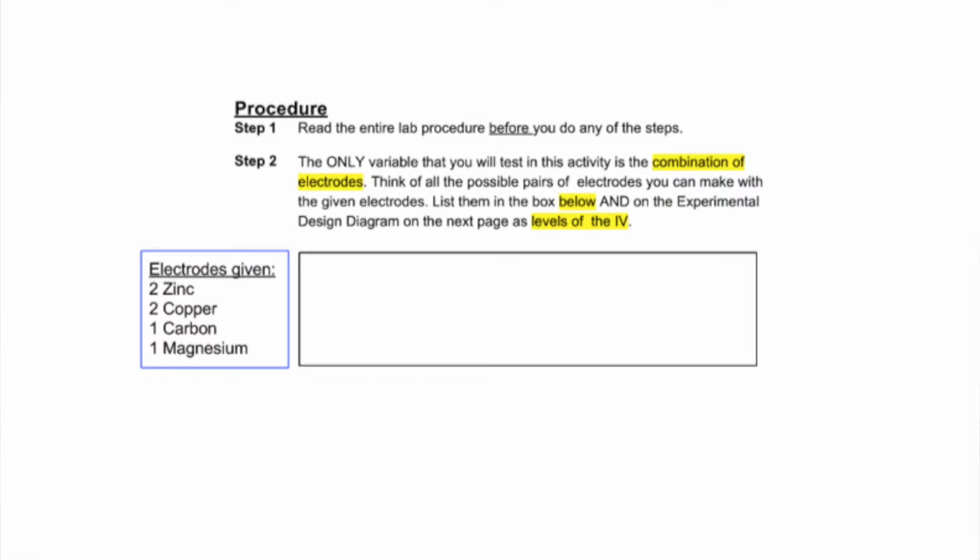In procedure step 2, fill in the box with the 8 different electrode pairings that are possible using the 6 electrodes you are given. These 8 pairs are also 8 levels of the independent variable for this experiment.